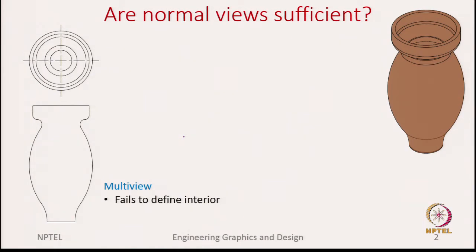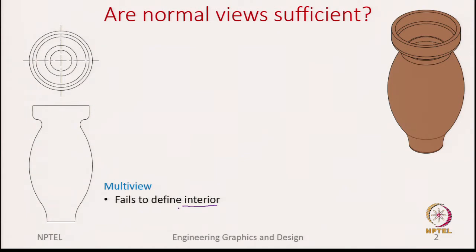So, is all the information captured in these two views? So, for example, here we say that this view fails to define the interior. So, what kind of information are we missing in this? So, for example, we want to know what is the thickness of the vase. Can we answer that just by these two views? The answer is no, because we do not know how this thickness varies with height.